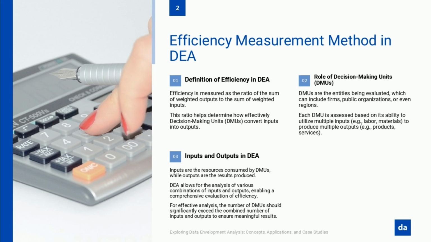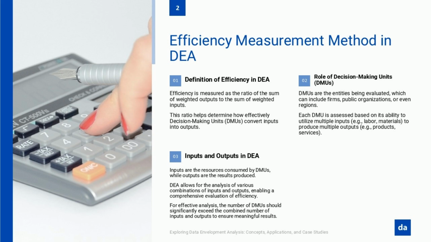Now, let's talk about inputs and outputs for a second, because this is where the magic really happens. Inputs are what you put into the system: your resources, your money, your time. Outputs are the results: your products, your services, your impact. DEA doesn't just measure one or the other, it compares the two.